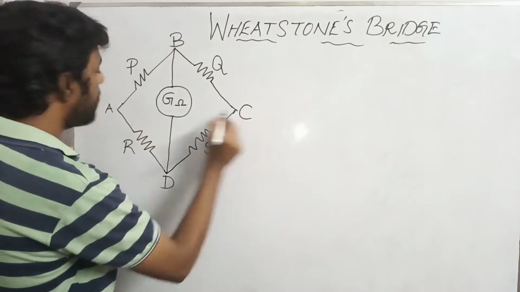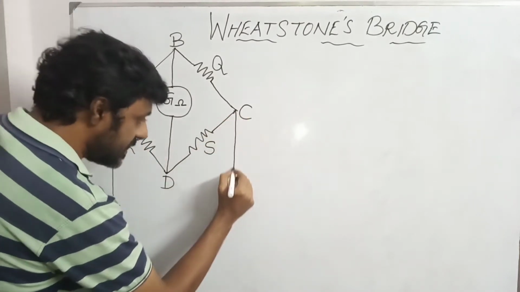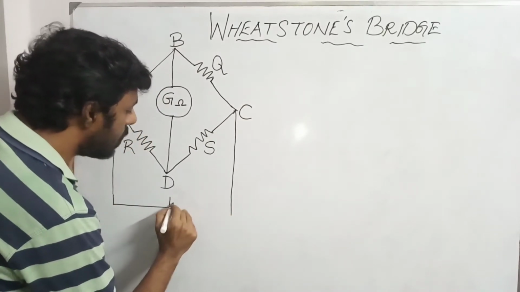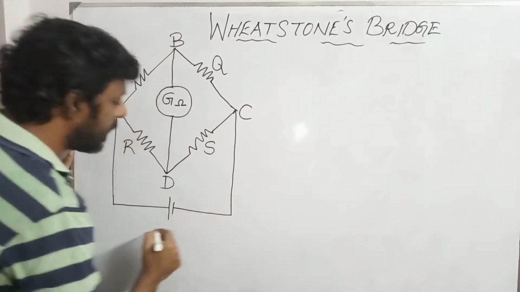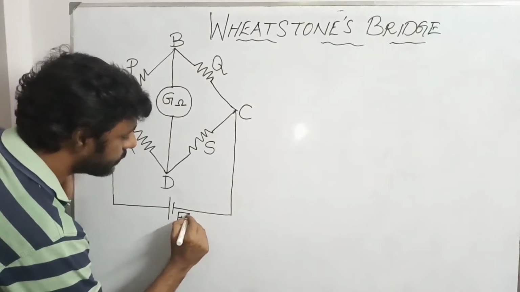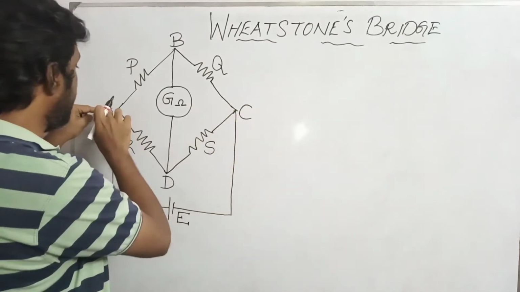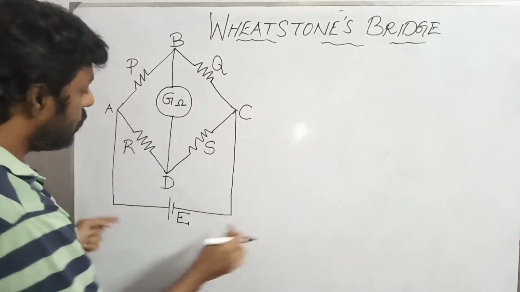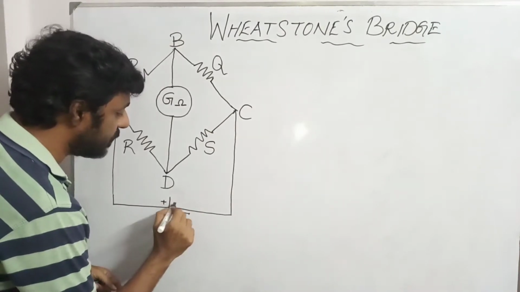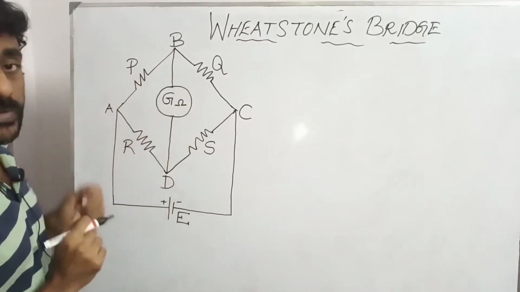Again, I am connecting the points A and C with the help of a battery. Let us assume this point as E. I am connecting the A and C junctions with the battery terminals. This is the positive terminal and this one is the negative terminal of the battery, right? So this is how the setup looks.